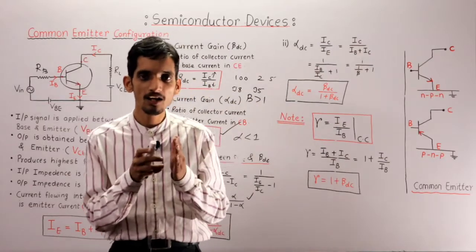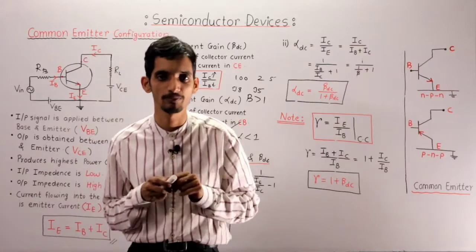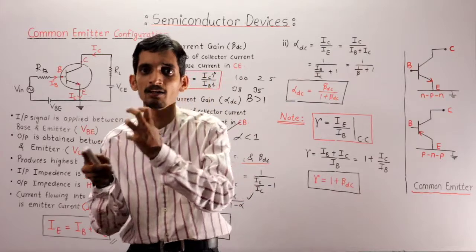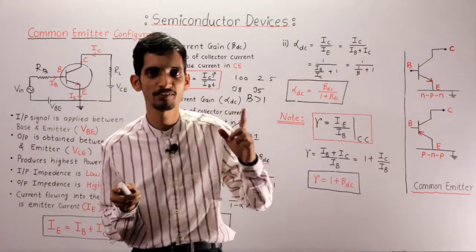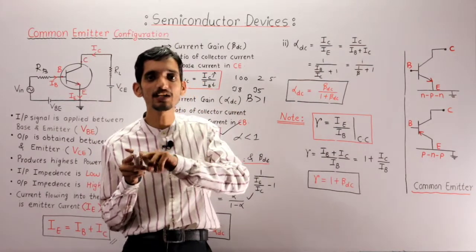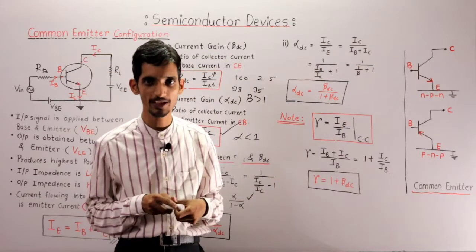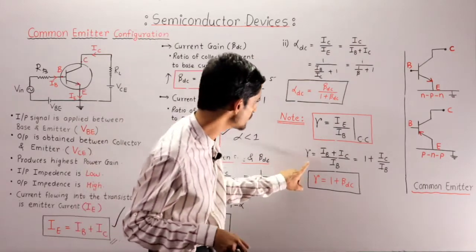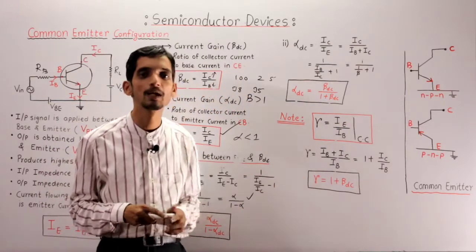Listen here. Beta is greater than alpha. Beta is the ratio of IC upon IB, and gamma is the ratio of IE upon IB. Definitely between IE and IC, which current is greater? Definitely IE, because it is the emitter. So to make IC equal to IE, we have to add something into IC. It means it should be greater than 1. That's why this is 1 plus beta. Clear? That's why this gamma is 1 plus beta.